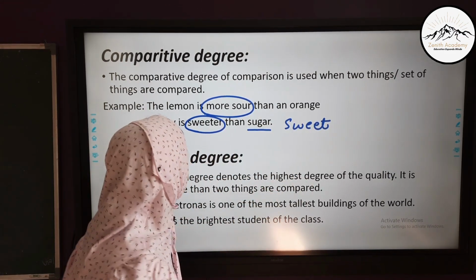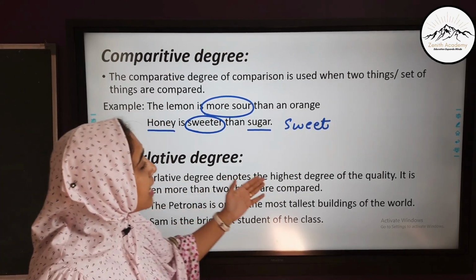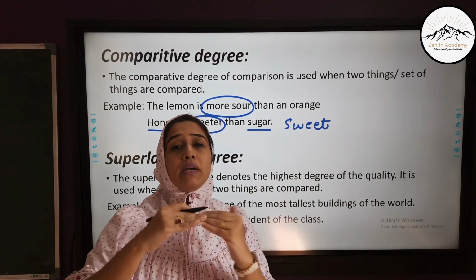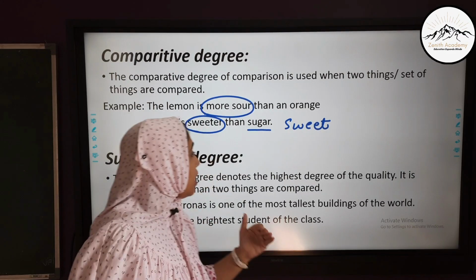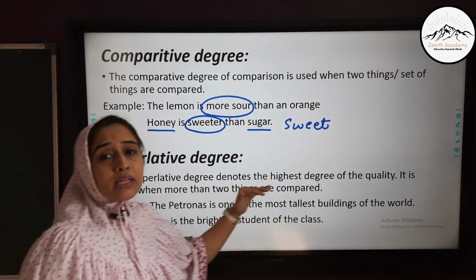Superlative degree. The superlative degree denotes the highest degree of quality. It means superlative is the best. There is nothing above superlative. So it is the highest degree. It is used when more than two things are compared.